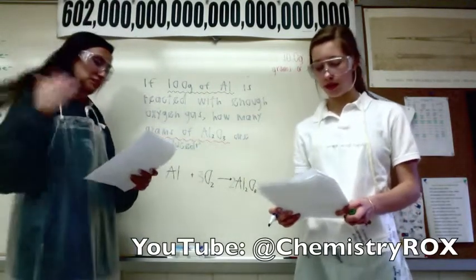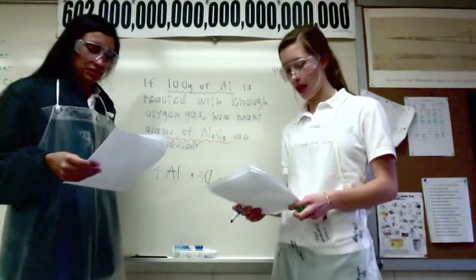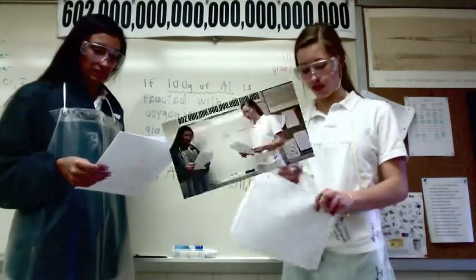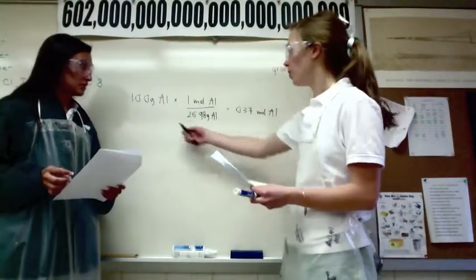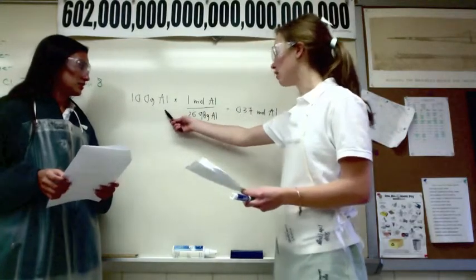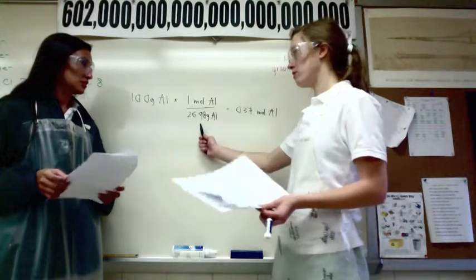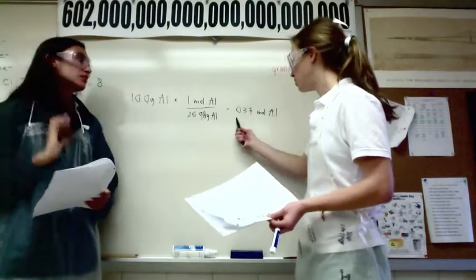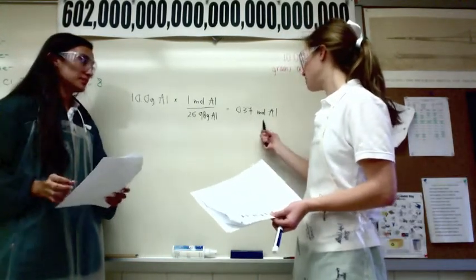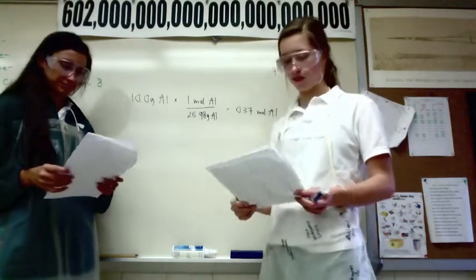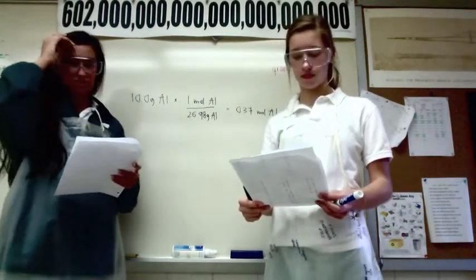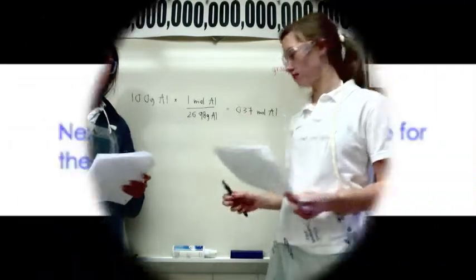Once you have a balanced chemical equation, step number 3 is to convert the units of the known substance to moles. In this problem, that means we must convert our known 10 grams of Al to the equivalent amount of moles of Al. So we multiply 10 grams of Al times 1 mole of Al over the molar mass of Al, which can be found on the periodic table, which produces 0.37 moles of Al.